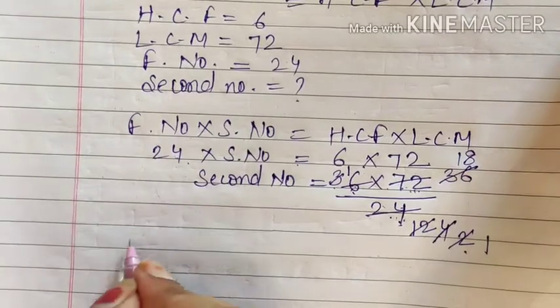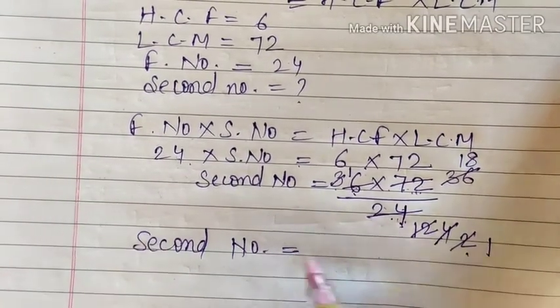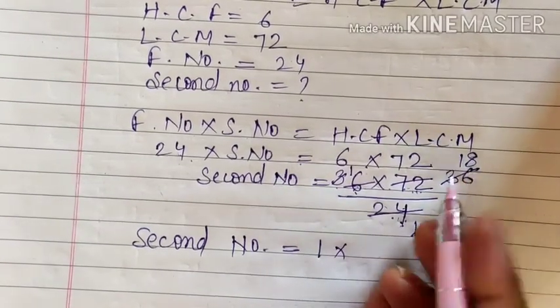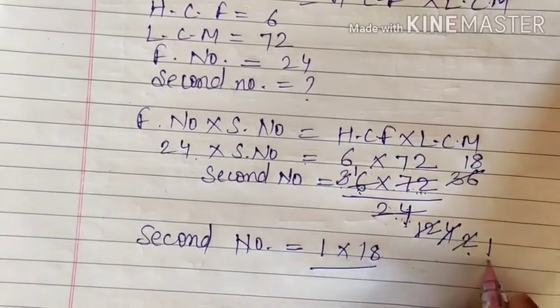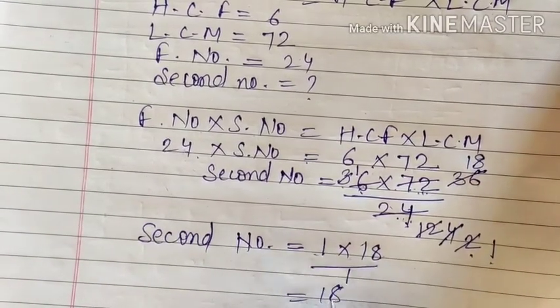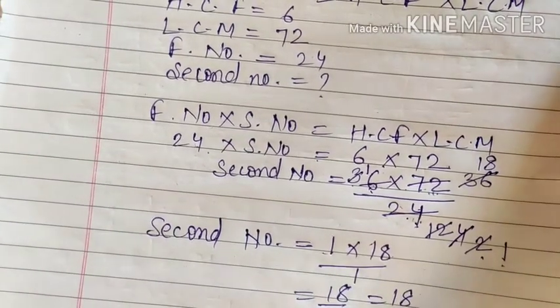So now you see, the second number is equal to 1 into 18 upon 1. 18 into 1 is 18, divided by 1 is 18. So 18 is our answer.